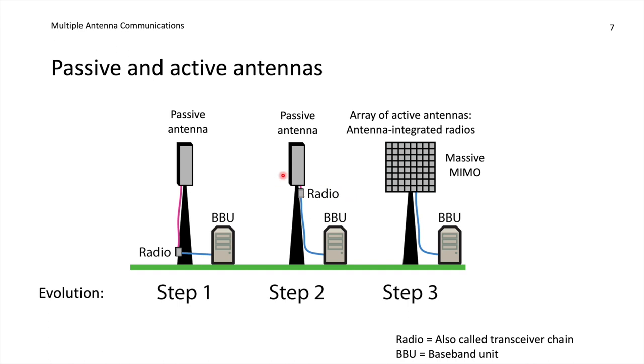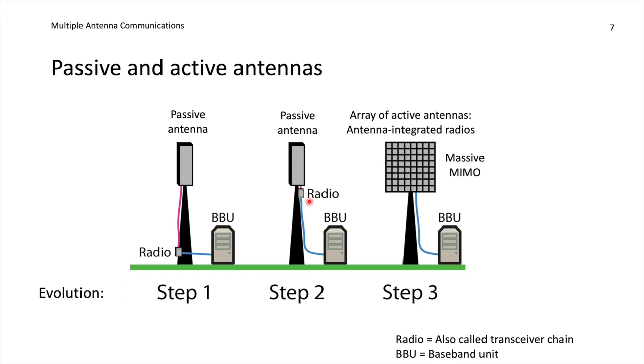In 4G, the radios started to be small enough so they can be put up in the tower next to the passive antenna. And the benefit for that is that there is less power losses over the cables from the radio to the antenna because the distance is shorter. The baseband unit is still below here. You will have some kind of cabling here, but since it's a digital signal, the losses are not seen in the same way.